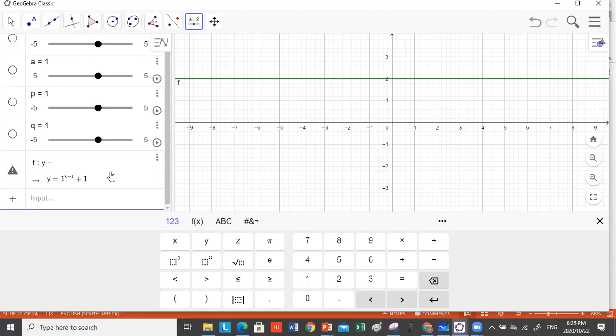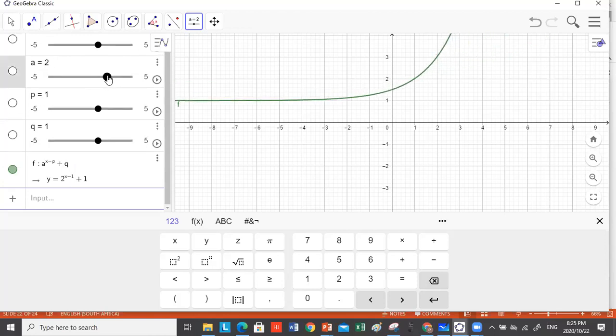y equal to a exponent x minus p plus q. Oh, okay, yeah. Let me just increase a. If I'm increasing a, oh yes, it is. You see what we learn on the way. Thank you so much, Pata.